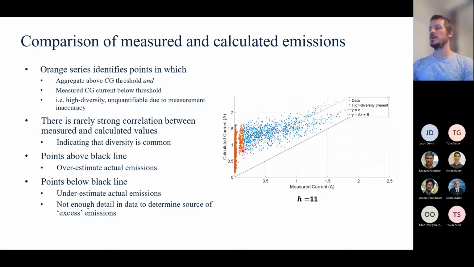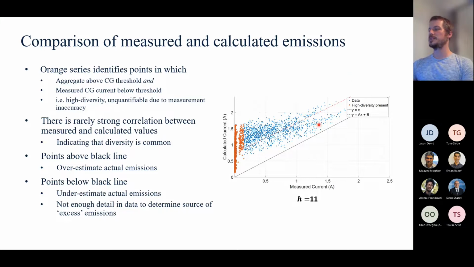So really the only ones in which we don't have a substantial amount of diversity are these ones in the blue. You can see the black line here is ultimately the line that suggests that there is no diversity. So if the data points are following that line, then we can say that there's rough alignment of the individual sources. But what we see, and this is for the 11th harmonic order, is that it significantly overestimates. It substantially overestimates and consistently overestimates.